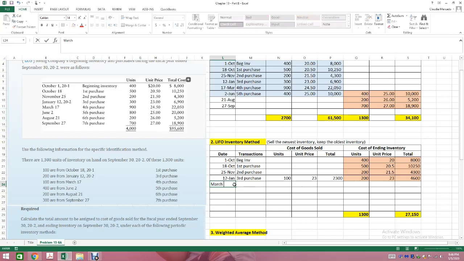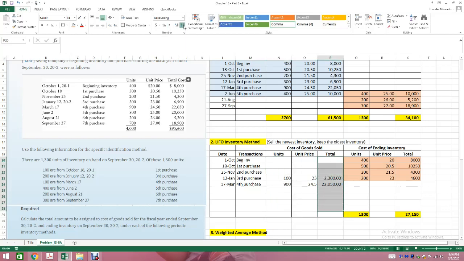So now I'm going to just enter March the 17th. This is my fourth purchase. And this one was sold. For the fourth purchase, we have 900 units at $22.50. And I'm getting these numbers, guys, from, let me just quickly format this. Everything is coming off of this table right here, okay? That way I don't lose you.